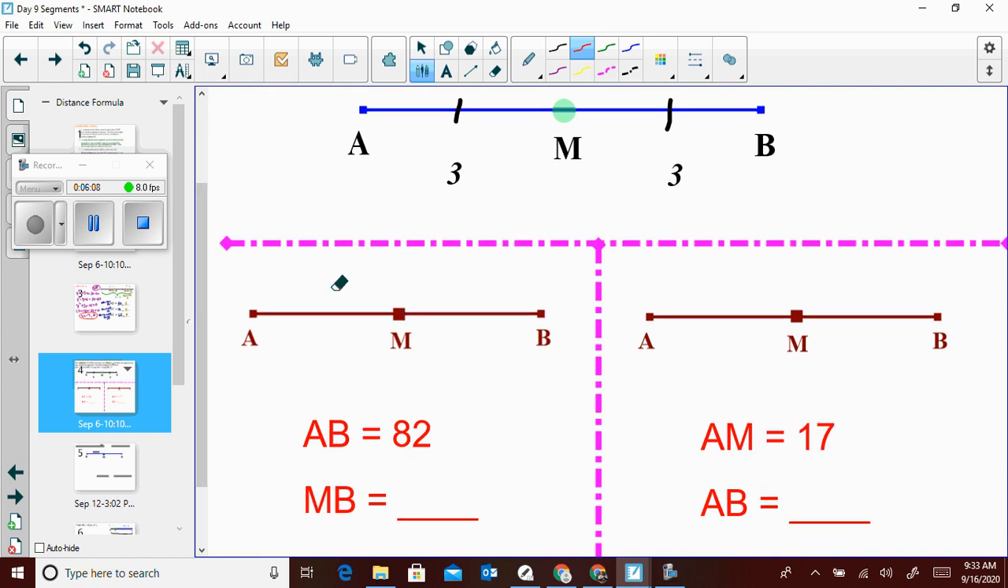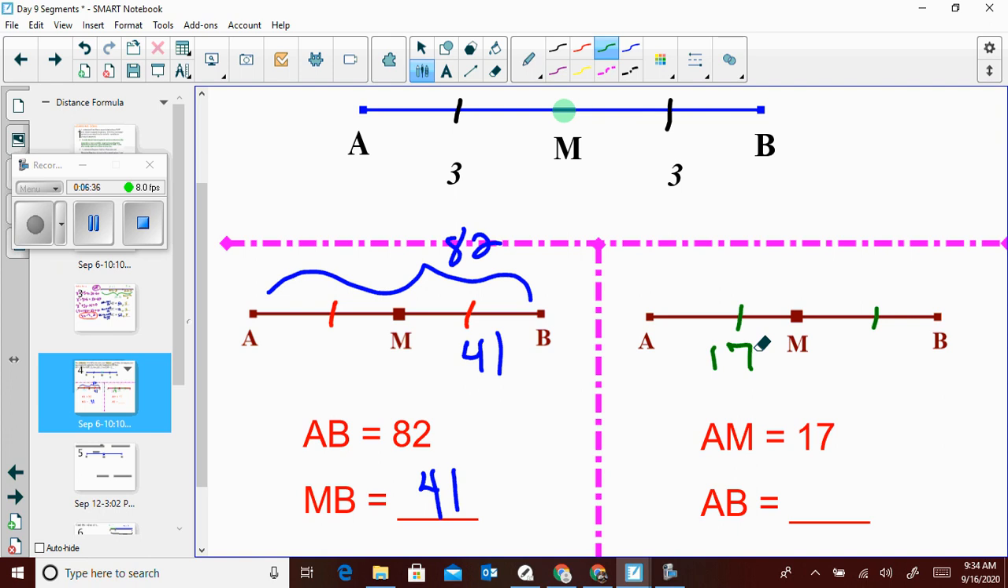So let's look here. M is the midpoint. That means that and that are the same. Right? That and that are the same. AB is 82. Therefore, MB, you just cut it in half, is 41. Here, again, you want to label everything. M is the midpoint, so those are congruent. AM is 17. That means AB must be double that, 34. Or you could say that's 17, and you add them. You can either double this or add them. You're going to get the same answer.